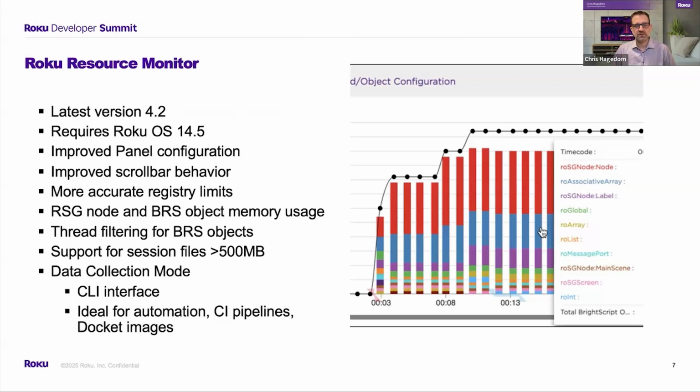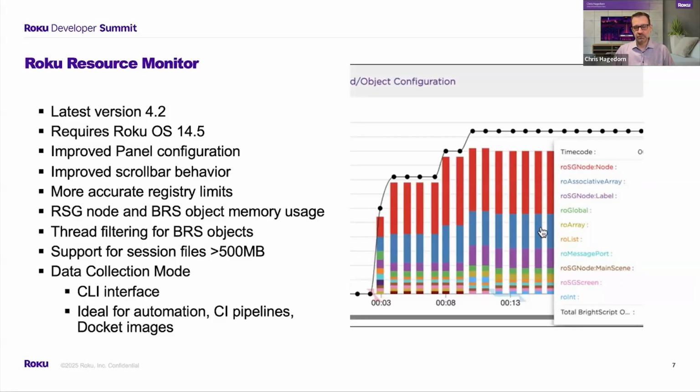The latest and greatest version of the tool is 4.2. It requires Roku OS 14.5. In the last year, we have made a number of performance and stability improvements, and we've also added some pretty cool new features. Starting off with an improved panel configuration UI.